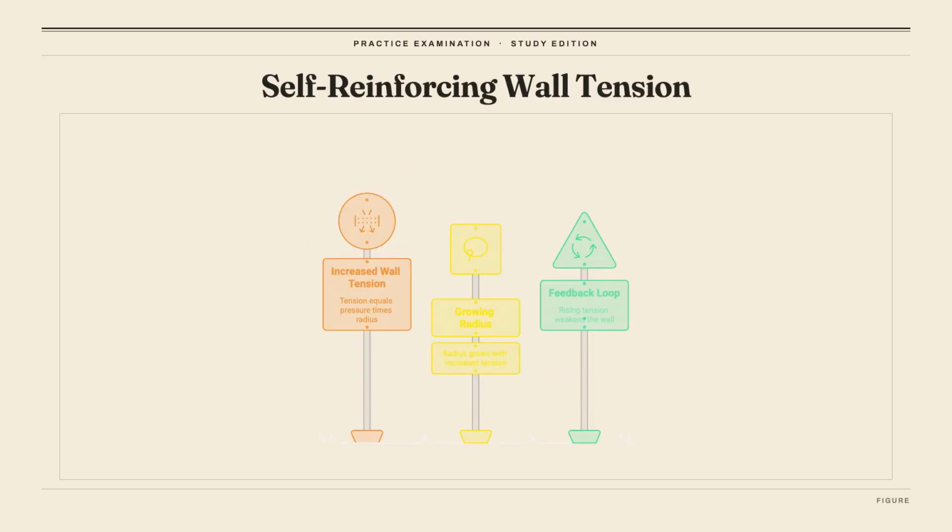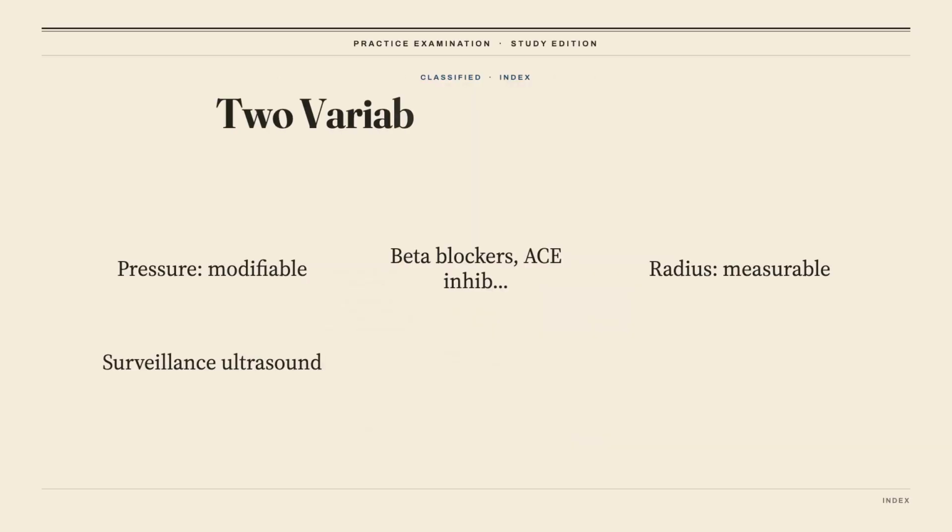The tunica media loses its structural elastin and collagen, so higher tension acts on an already weaker wall. This creates a feedback loop between radius and tension that drives small aneurysms to grow slowly, while large ones grow faster and rupture disproportionately more often.